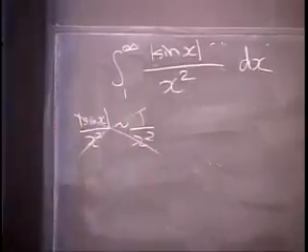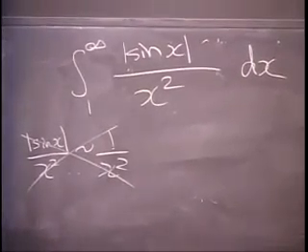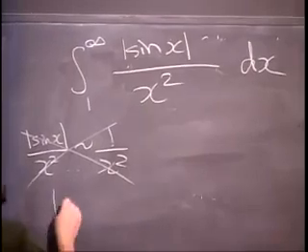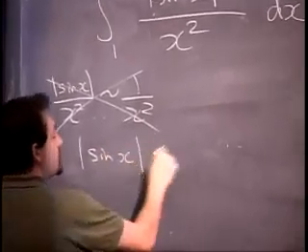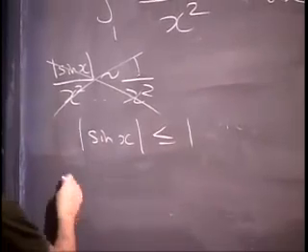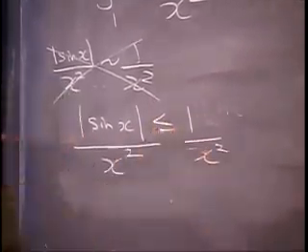I never told you this. The only thing I've told you about sine x when x is large is an inequality. So in this particular case, the absolute value of sine x is less than or equal to 1. That's true. So we can divide both sides by x squared. And now we don't have a twiddle.